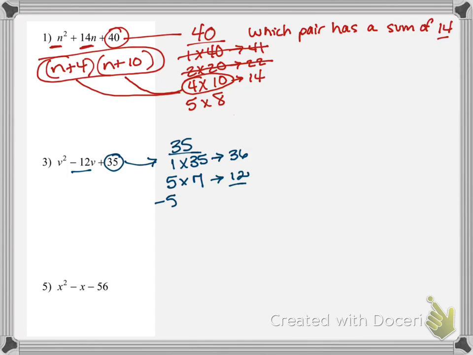Well, what if it were negative 5 and negative 7? We have negative 12. And negative times negative is still a positive, so it's still going to make 35. So this is our magic number pair that we're going to plug in to our two binomials here. And we're going to use v because that's the variable they gave us. We're going to say minus 5, minus 7.